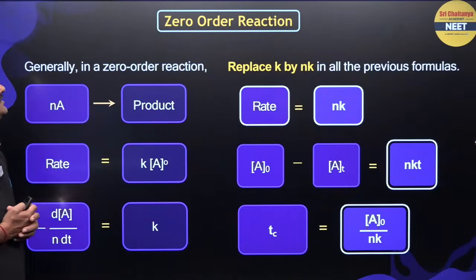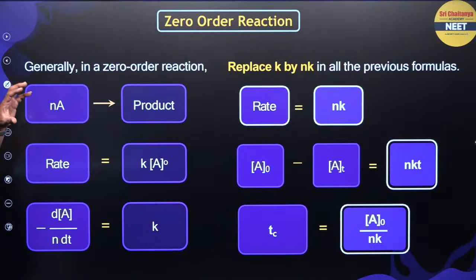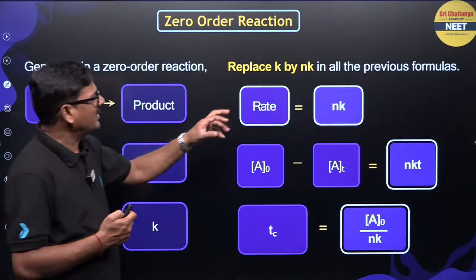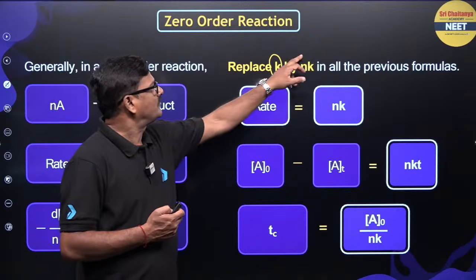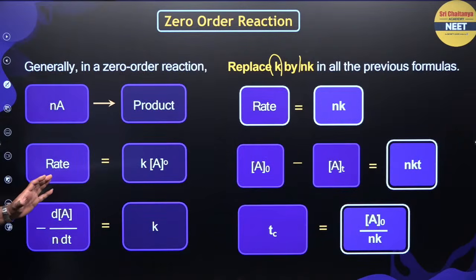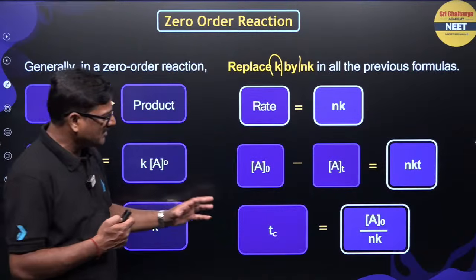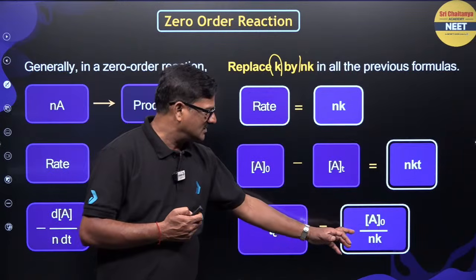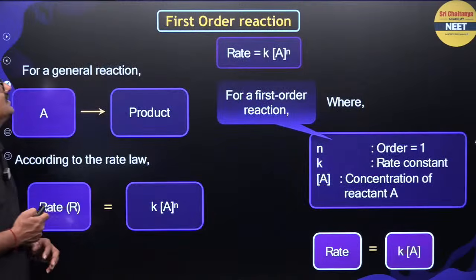And moving ahead, generally in a zero order reaction, replace K by K and K in all previous formulas. Simple. So it is going with T completion and A naught and K. And you can see the first order.